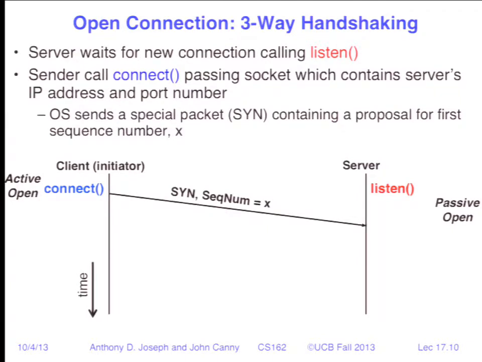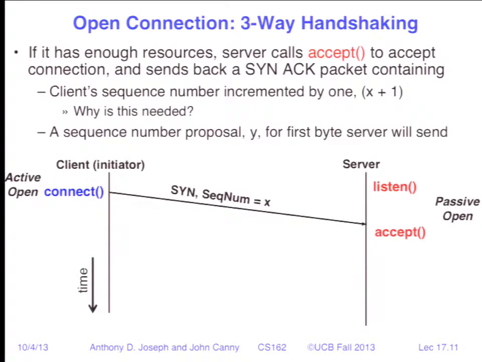So that message arrives here, and when it arrives, the server application gets notified that there's an incoming connection, and then it accepts that connection. And now once it accepts the connection, the operating system will send back a message containing a SYN and ACK and a sequence number Y and an ACK X plus 1. Right? So why does it send X plus 1 back? Any ideas?